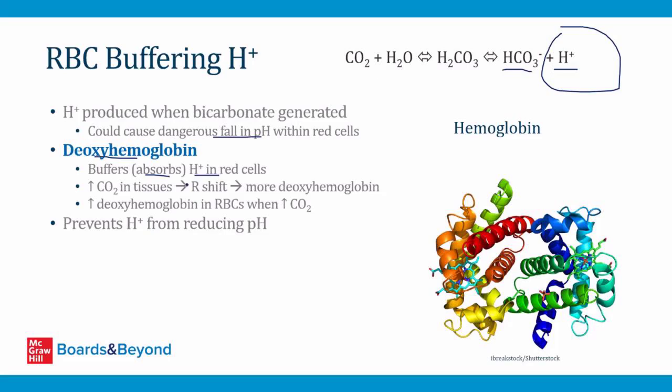And we already talked briefly earlier in this video about how when CO2 is produced in tissues, this right shifts the hemoglobin-oxygen dissociation curve and produces more deoxyhemoglobin. And that's a good thing because it's going to make deoxyhemoglobin available to bind those protons and prevent the pH inside the red cells from falling. So a key point to understand is that anytime CO2 is being produced in tissues, that's going to lead to more deoxyhemoglobin inside red cells, and that's a good thing for preventing the H+ from reducing the pH.